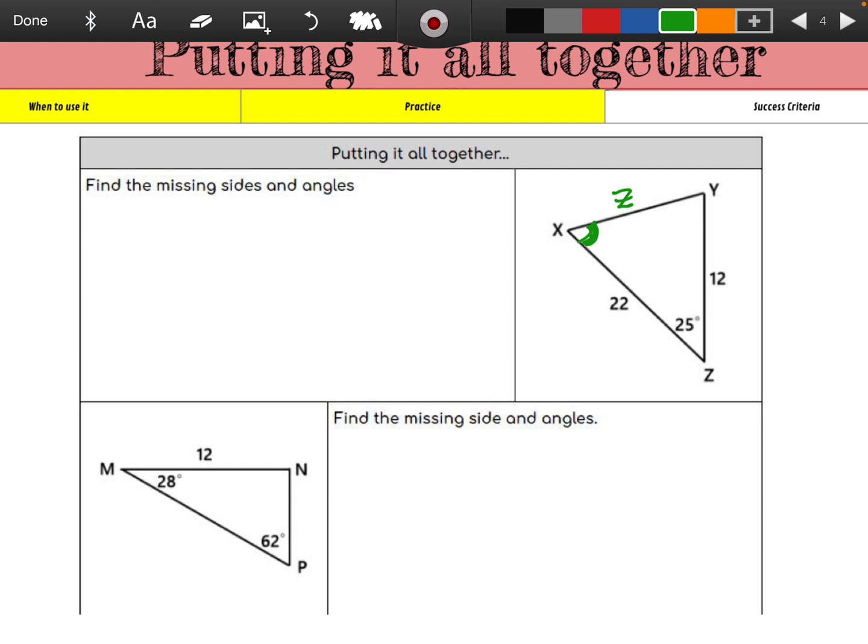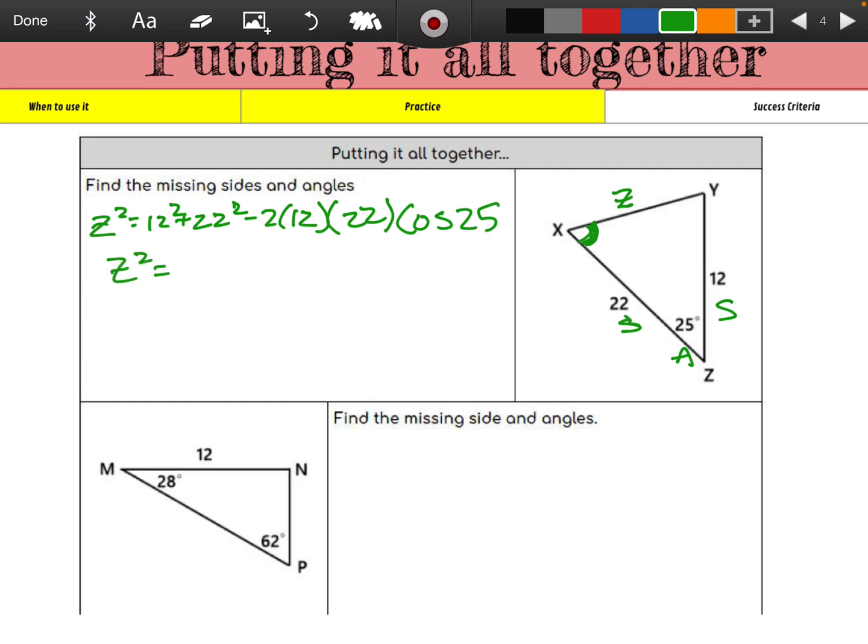Okay, well, to start with, because I have this side, angle, side relationship, that means law of cosines has to happen in order to find z. So z squared equals 22 squared minus 2 times 12 times 22 times cosine of 25. All that goes in, right? And I get z squared equal to 149. I'm going to round a little bit, but you probably got something more exact on your calculator. Take the root, and I get z equal to about 12.22, so we'll go 12.2 there.